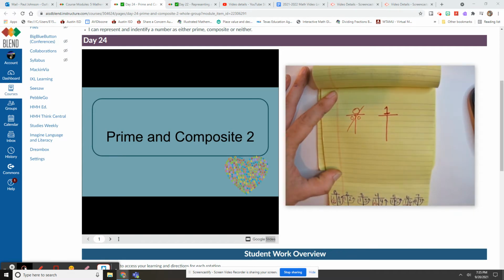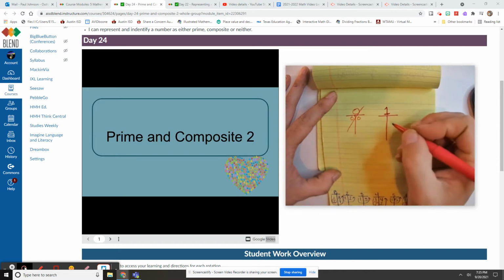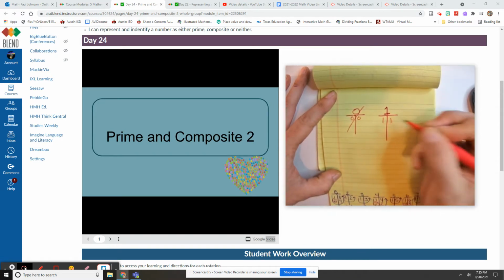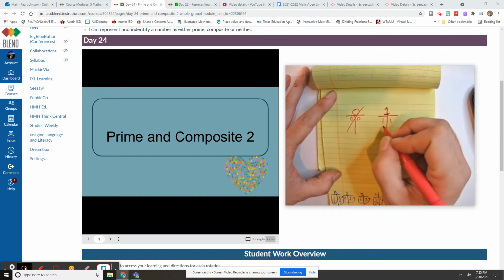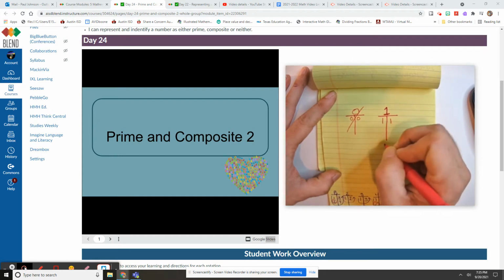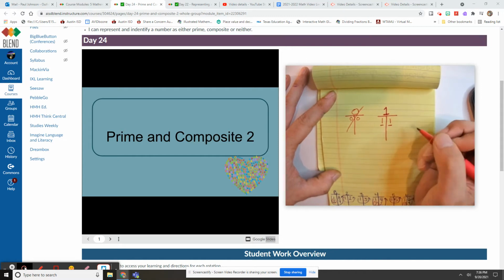So here's a 1, right? Now let's think of all the ways to make 1. 1 times 1 is the only way to make 1. But that's not two factors. That's just one factor. 1 is 1.